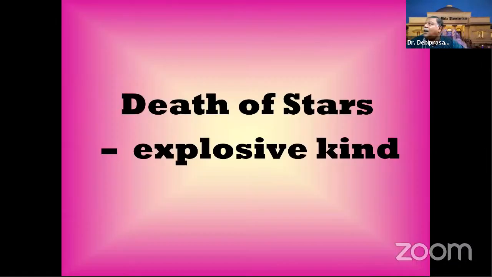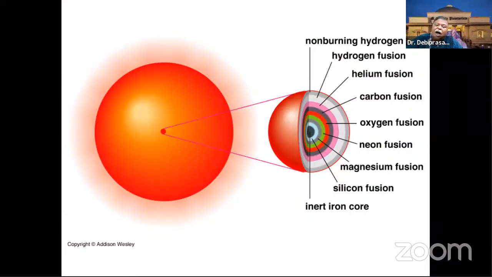The death of stars, the explosive kind: stars whose initial mass is 8 to 25 times the mass of the sun. In that case, initially hydrogen turns to helium at the core. When all hydrogen gets transformed to helium, contraction, temperature rises, helium to carbon, again contraction, temperature rises, carbon to oxygen, silicon, sulfur, one after another, elements get produced at the core region. And ultimately it ends up in iron. Iron having the highest binding energy, howsoever much pressure and temperature you give, the nuclei don't fuse.